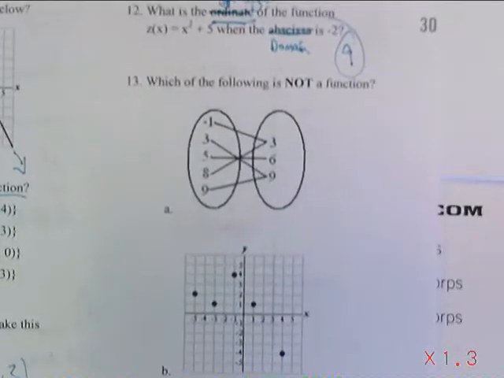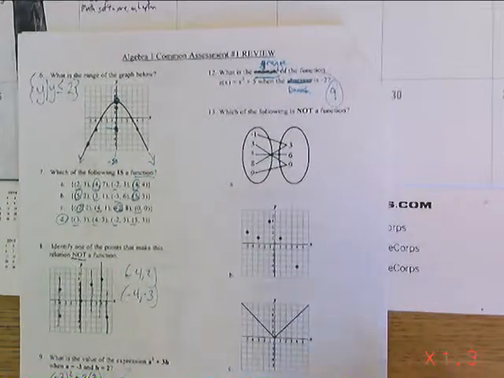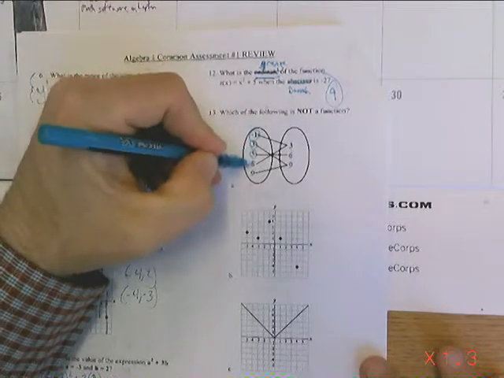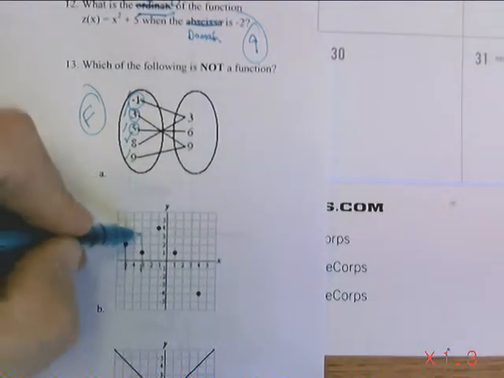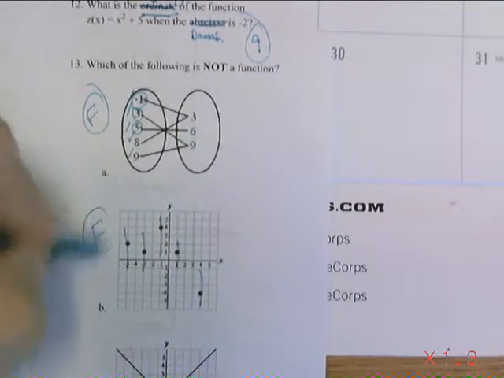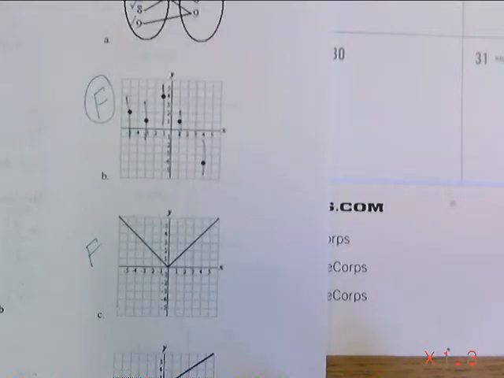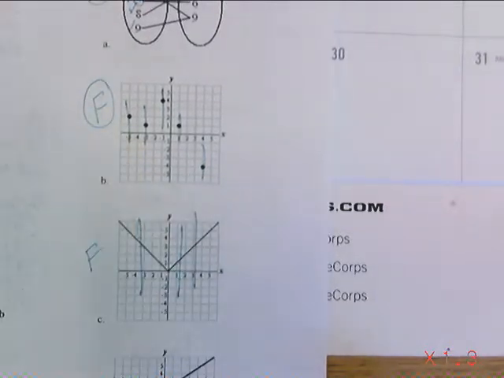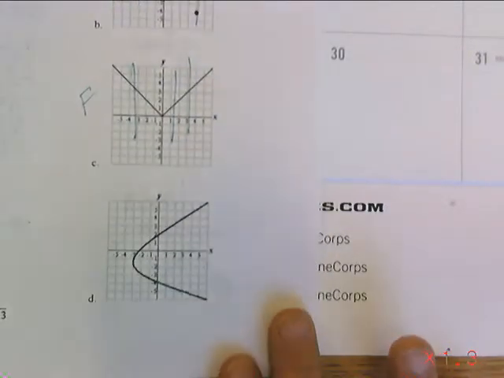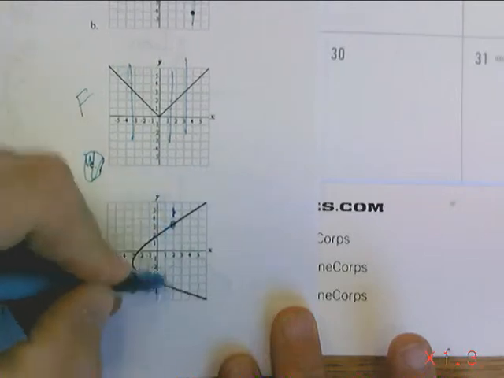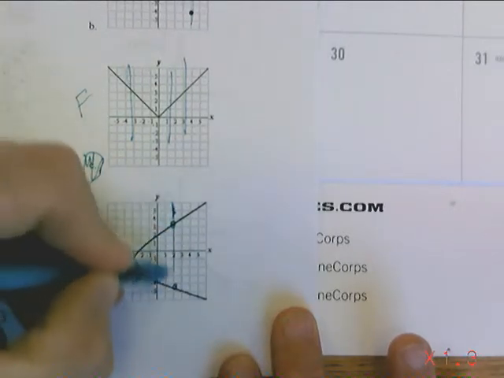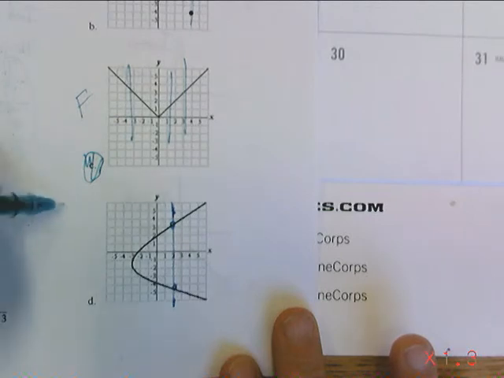Number 13 asks you which one is not a function. It's right there. The first one is a function because all the x's are different. So that's good. That one is. The second one is a function because all the x's are different. Letter C is also a function because all the x's are different. Letter D, if I draw a vertical line through this, it goes through more than one of the x's. So letter D is not the function.